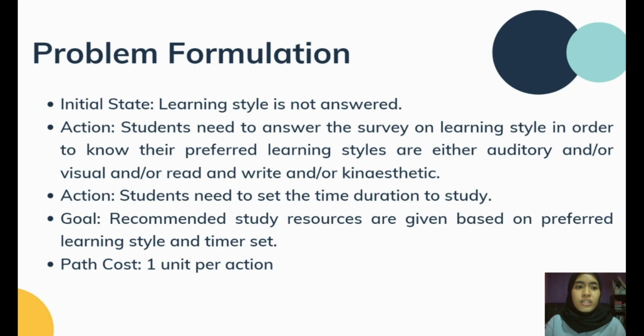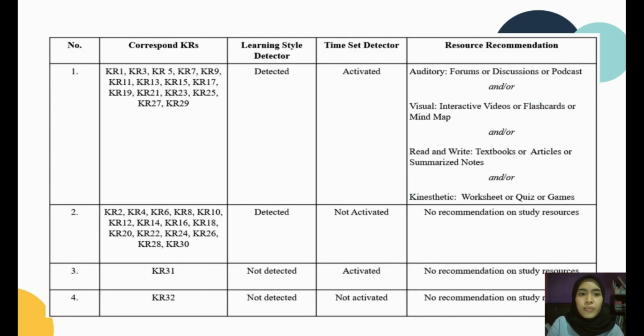Next is the problem formulation. The initial state is learning style is not answered. The action is students need to answer the survey on learning style in order to know their preferred learning styles, which are either auditory and or visual and or read and write and or kinesthetic. The other action is students need to set the time duration to study. The goal is recommended study resources are given based on preferred learning style and timer set. The path cost is 1 unit per action. This is the details of it.